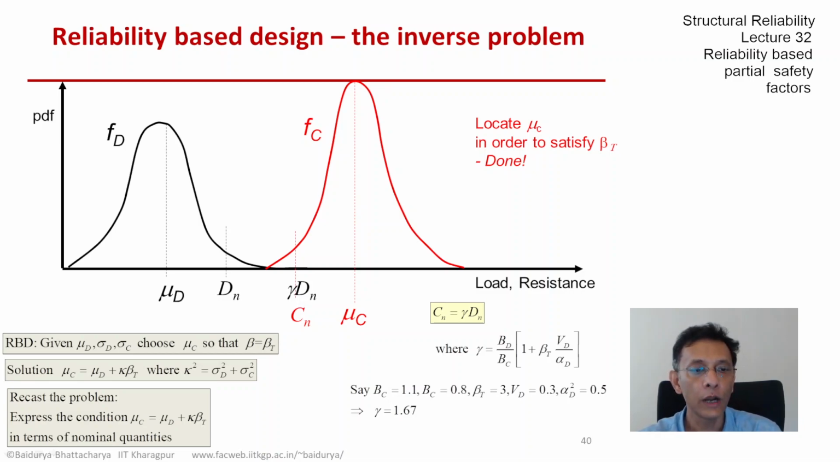We have seen this number before, but this would be a way in which we can derive a design equation where we use the well-known nominal values that we are very familiar with for the quantities D and C, and a factor that pulls everything together and is designed to ensure the intended target reliability of beta target, which was 3 in this case.